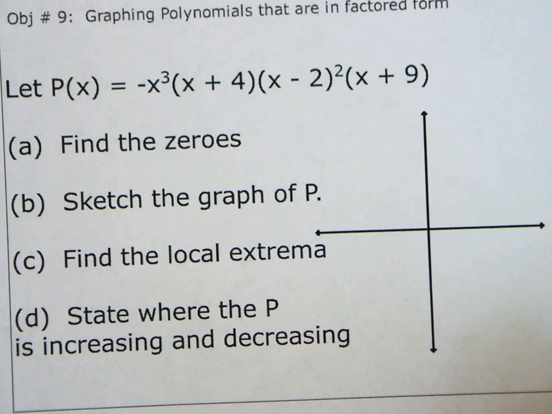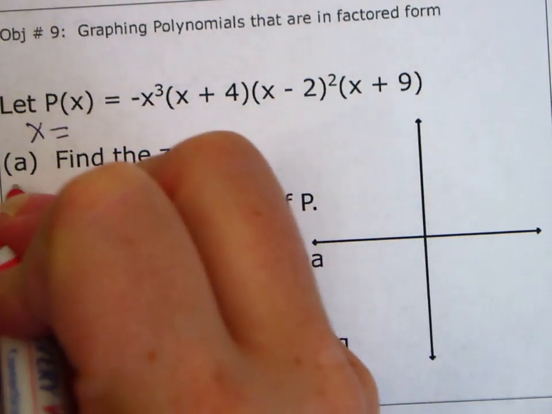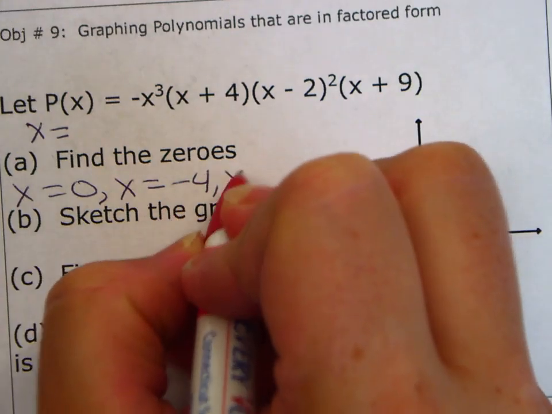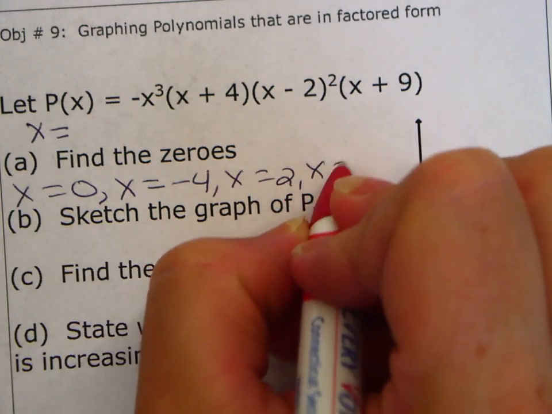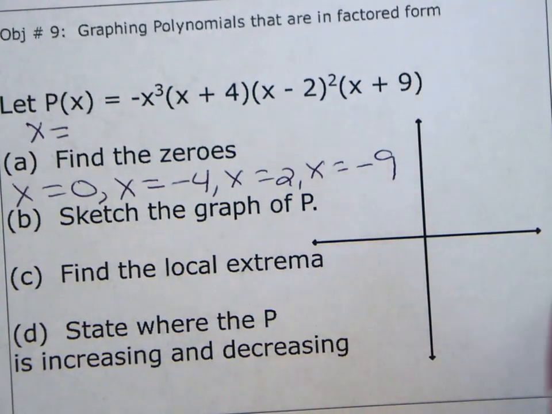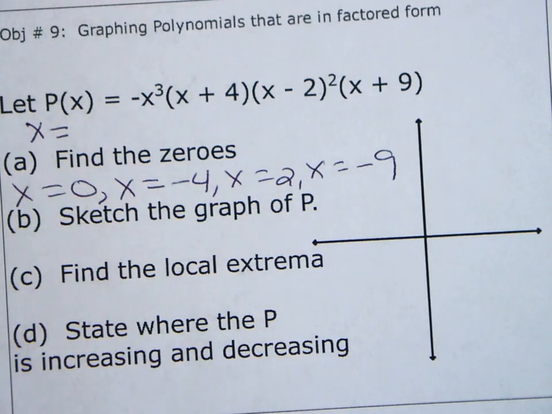All right. Negative x cubed times x plus 4 times x minus 2 squared times x plus 9. All right. Let's start with the zeros. X equals 0. X equals negative 4. X equals 2. And x equals negative 9. All right. What do I have for multiplicities? I have an x minus 2 squared, so it's going to be my little parabola, and an x cubed.